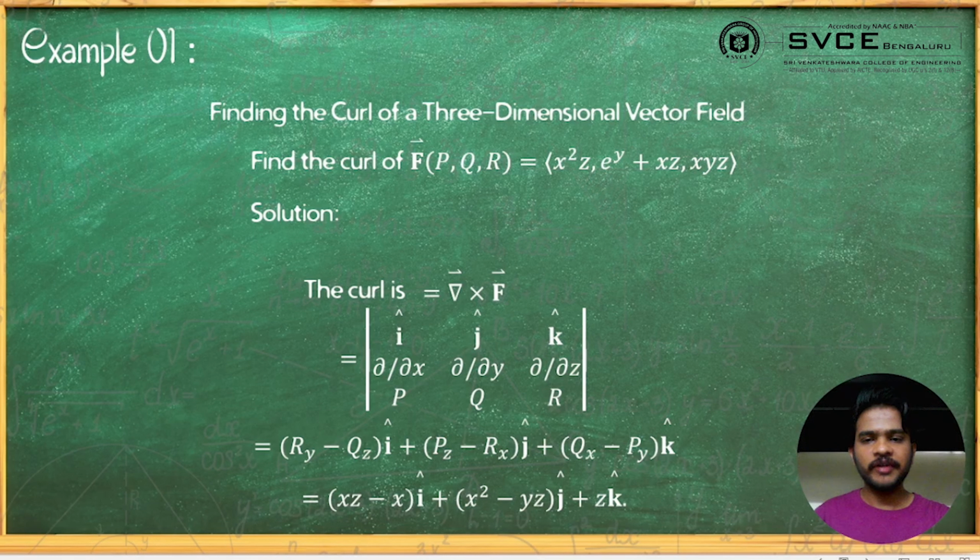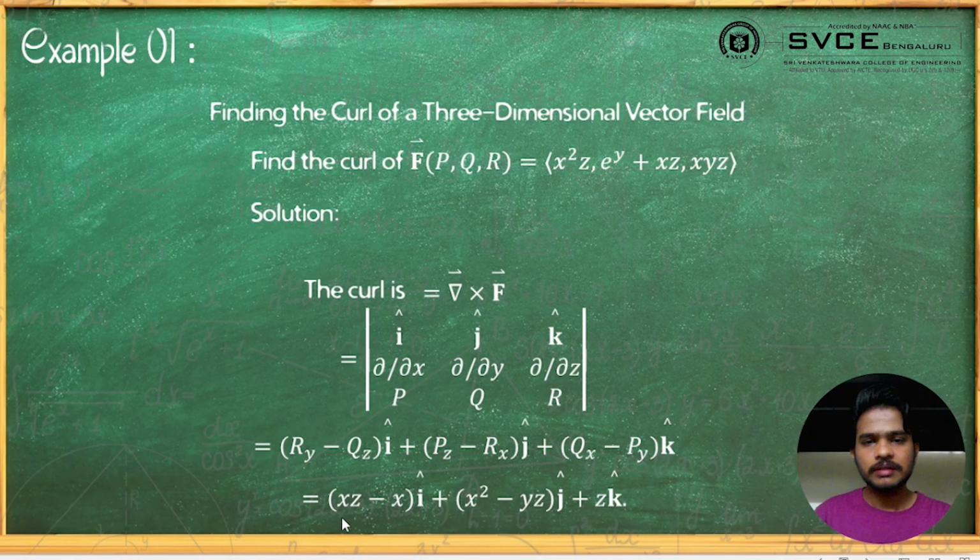Let us discuss finding the curl of a three-dimensional vector field with an example. This question says to find the curl of the vector F = <P, Q, R>, which is equal to <x²z, e^y + xz, xyz>. On applying the formula we discussed previously, we get the equation.